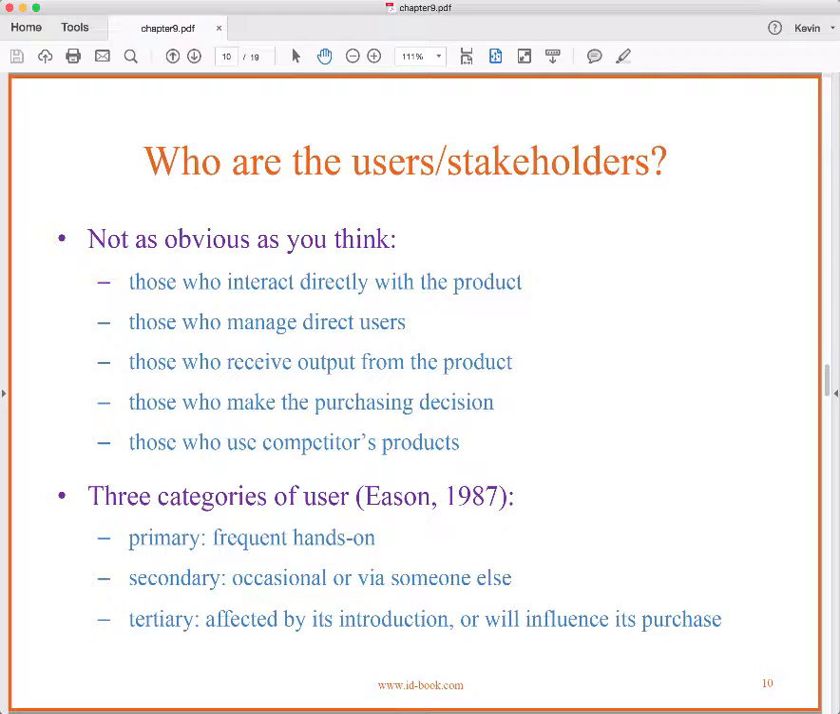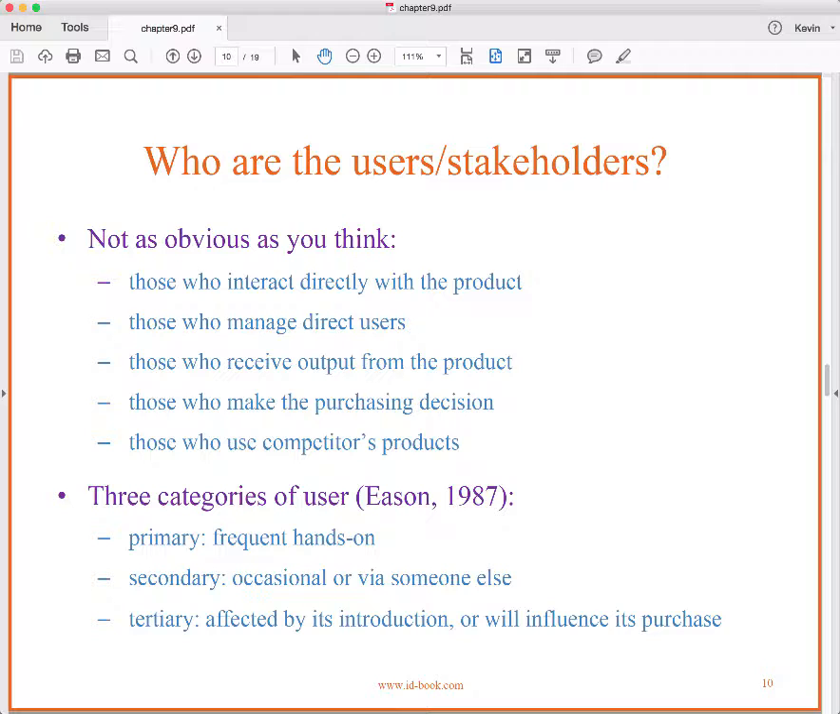For instance, perhaps it's a traveler who's going to talk on the telephone with a travel agent who's a primary user. And tertiary, these are people who are affected by its introduction or who will influence the purchase. Okay. And I just want to point out that in the rest of the world, in project management and in systems analysis, it's only the primary group of users who are called users. And the secondary and tertiary users in this language of Eason are people who we would just call other stakeholder groups.